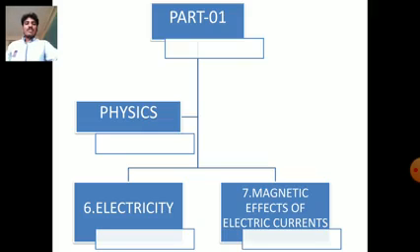And next one is physics. In physics, the first chapter is electricity. In this chapter, we learn about electric current and circuits, Ohm's law, and resistors in series and in parallel. The next chapter is the magnetic effects of electric current. In this chapter, we learn the right hand thumb rule, the left hand thumb rule and electric motors. These chapters are part 1 chapters.